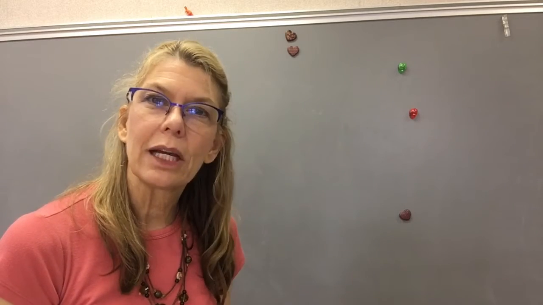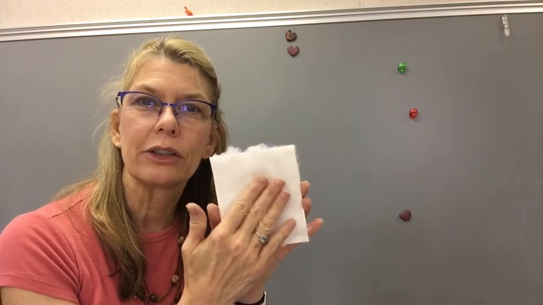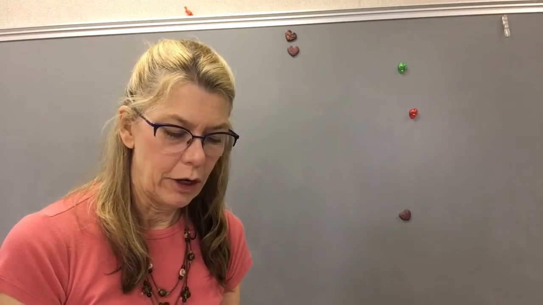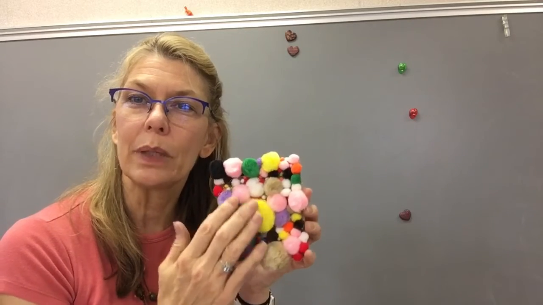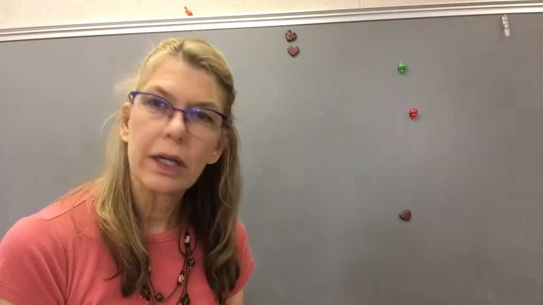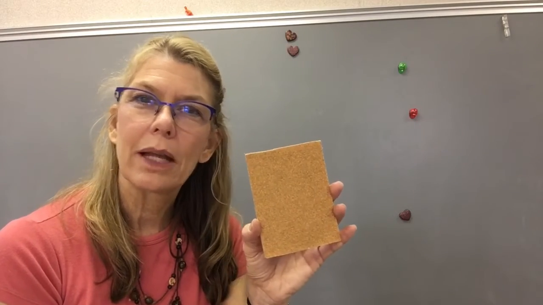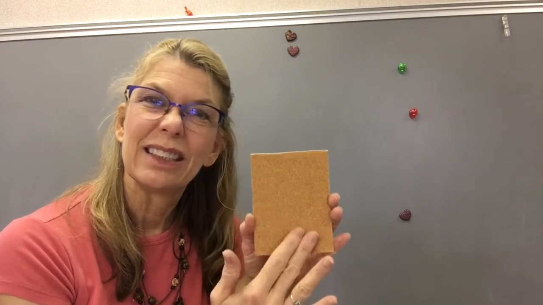We can feel the carpet, it's a little bit bumpy. I have some other textures. Here's some cotton balls. They're very soft. Here are some pom-poms. They're soft, but they're also bumpy. They have two textures. Here is some sandpaper that my dad uses down in the workshop. It's very rough.